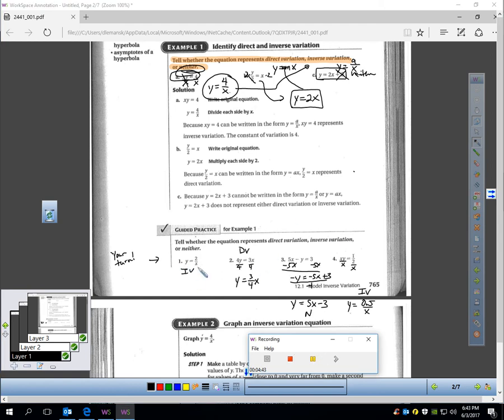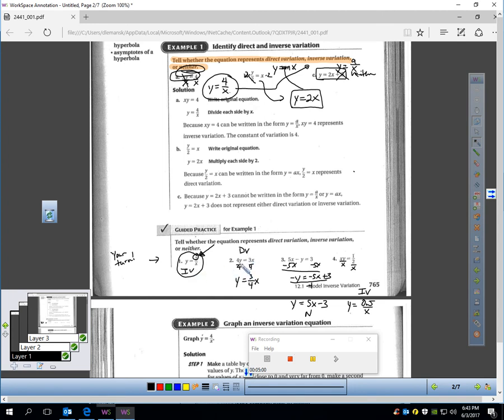Okay, I'm back. So this first equation, it's written in the form y equals a over x. Now, you notice 2 is called the constant of variation. This is inversely varying. Okay, that a value in an inversely varying equation is always called the constant of variation. So number 1 is definitely inversely varying.